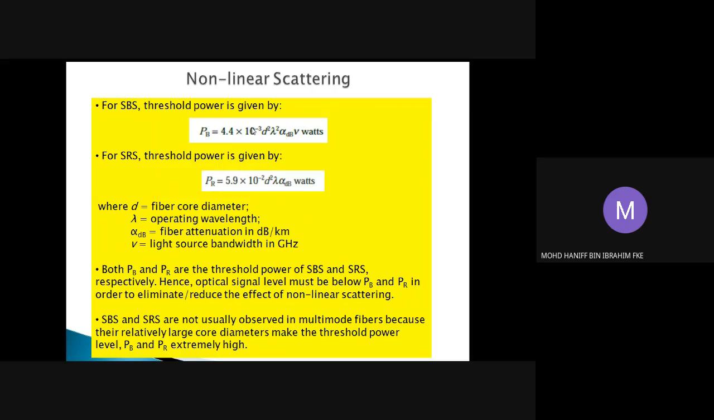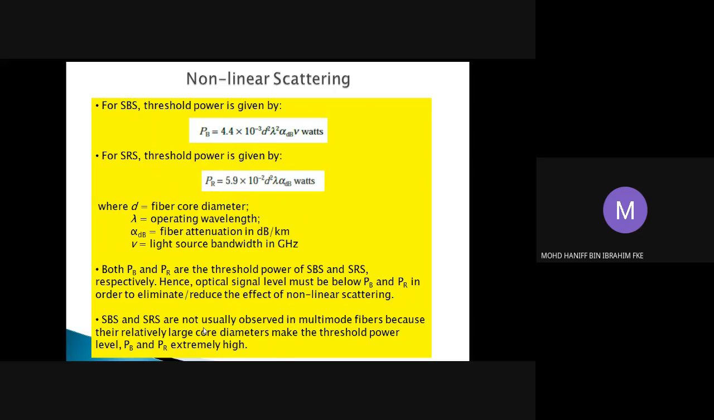So we just use this equation. We are not going to explore how we get this equation. We just agree that Mr. Brillouin and Mr. Raman have come up with this equation of threshold power that shall be obeyed in order for us to eliminate the effect of SBS and SRS in our fiber optics communication system.